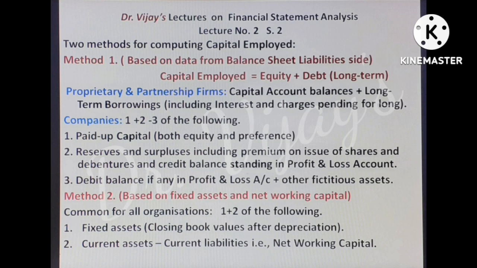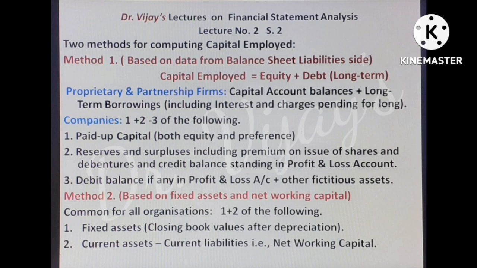In case of proprietary and partnership firms, capital account balances plus long-term borrowings. Capital account balances, as we have seen earlier, itself show the capital contributed by the proprietor plus the brought back profits. And long-term borrowings should include interest and charges pending for long period beyond 12 months.